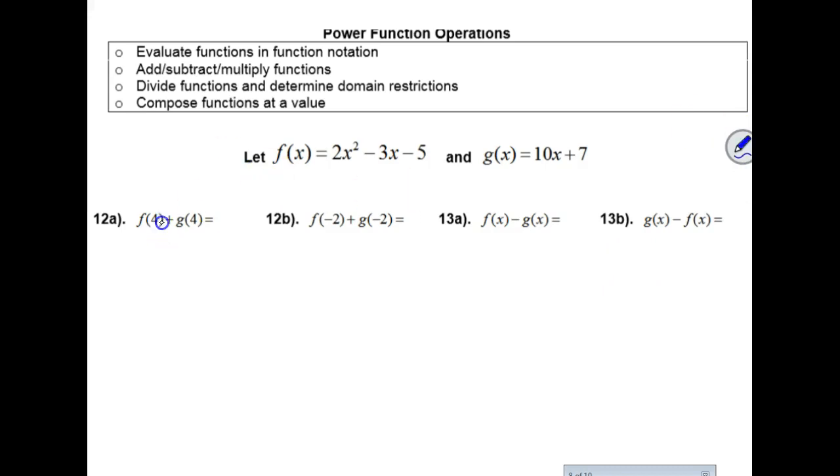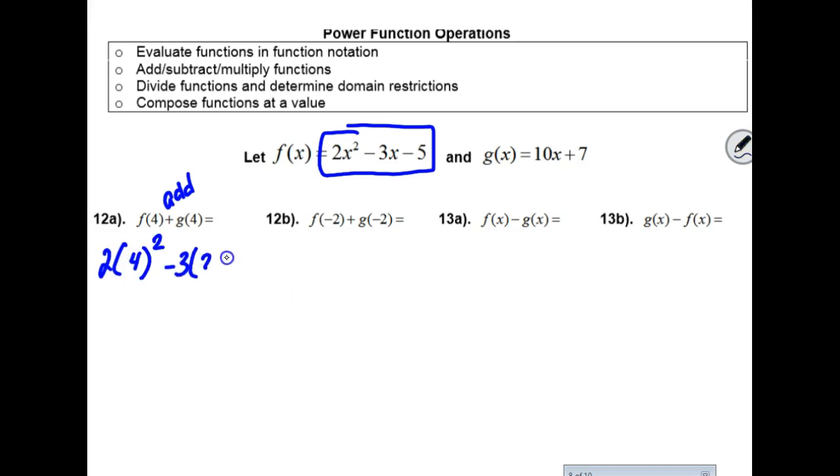12a, they want you to add the functions together, but not just the functions. They want you to add the functions with x equals 4 plugged in. So what I would do is I would go to my first function, and I would plug in a 4. And you can do this however you want. You could use that store feature on your calculator. You could just manually plug them in on the home screen with parentheses, like I'm writing here.